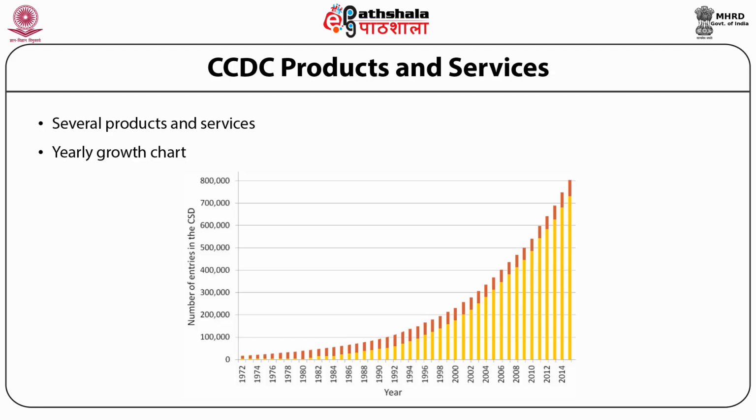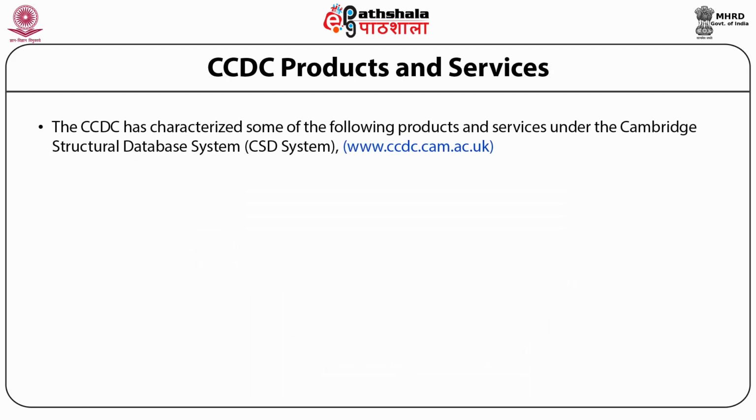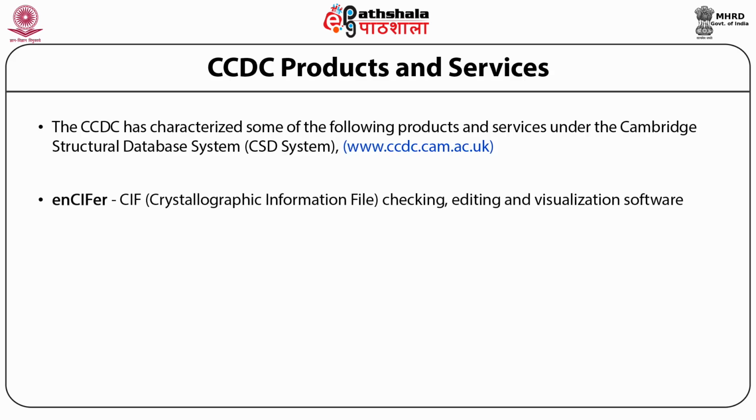since 1972. As we saw, there are several CCDC products and services available. One of the important programs is enCIFer, which is used to check, edit, and visualize the crystallographic information file that contains all the details about the structural information. Mogul is another program to validate the molecular geometry. It provides easy access to information on the preferred values of bond lengths, angles, that is valence angles, and acyclic torsion angles, by using the data derived from the CSD.